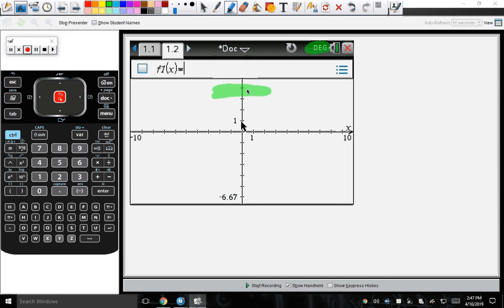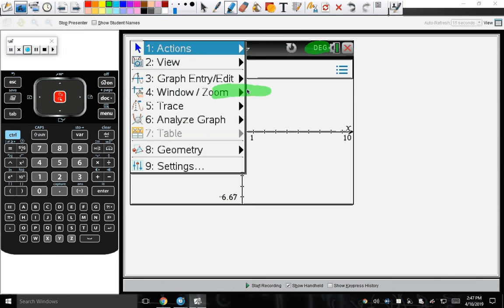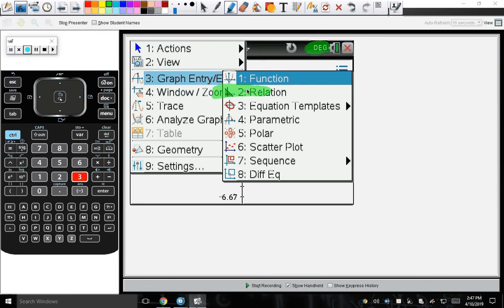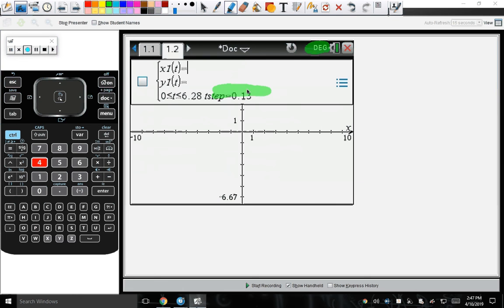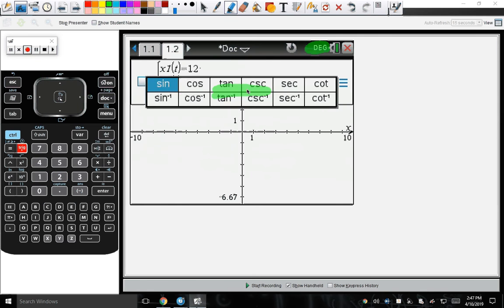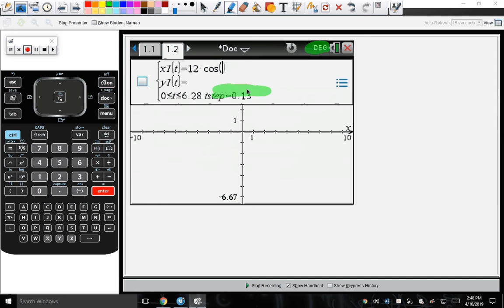Guys, I'm going to show you a lot of shortcuts today that you can use. It should make things a lot easier if you know how to use this calculator. Here we go. First of all, let's put up the parametric functions. With me, press Menu, 3 for graph entry, 4 for parametric, and now we're ready to put in these values that we got from the problem. What were they? 12 and 25? Okay, so 12 times the cosine of 25 times t.